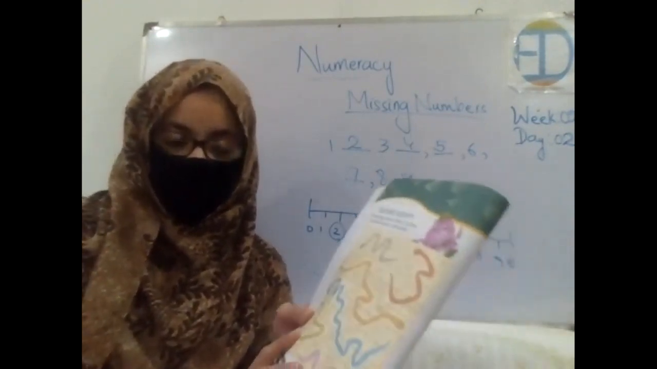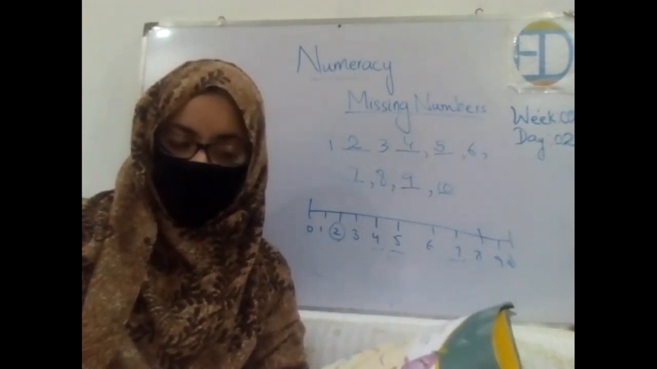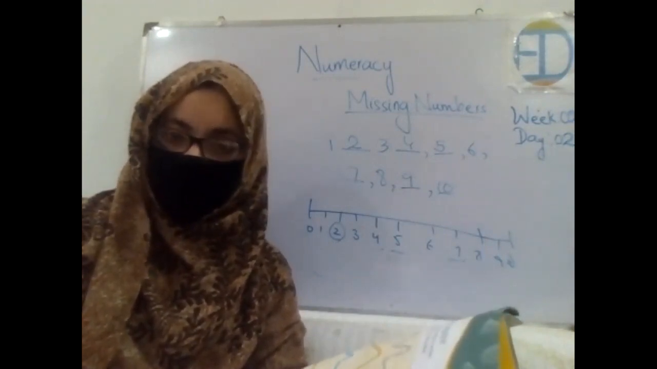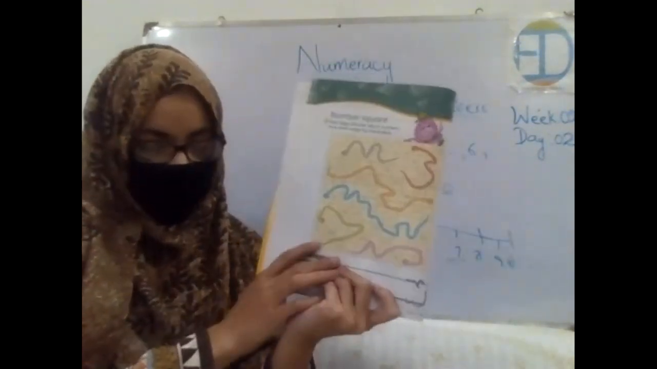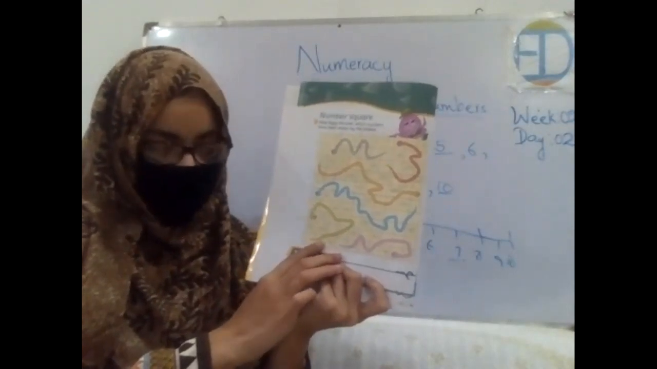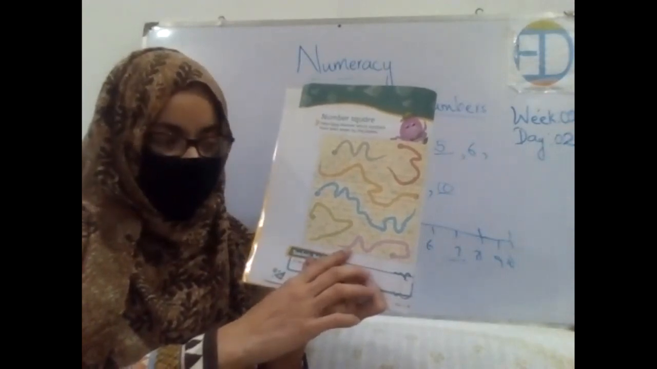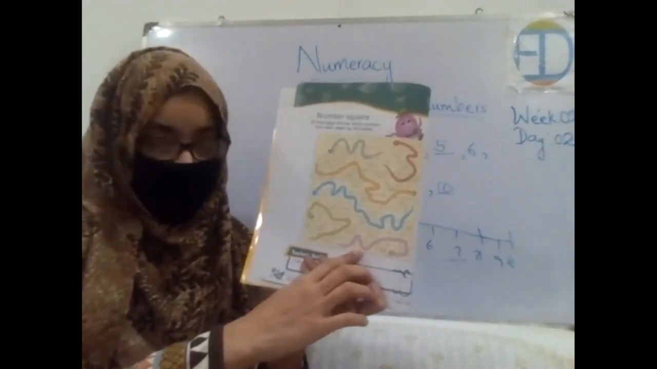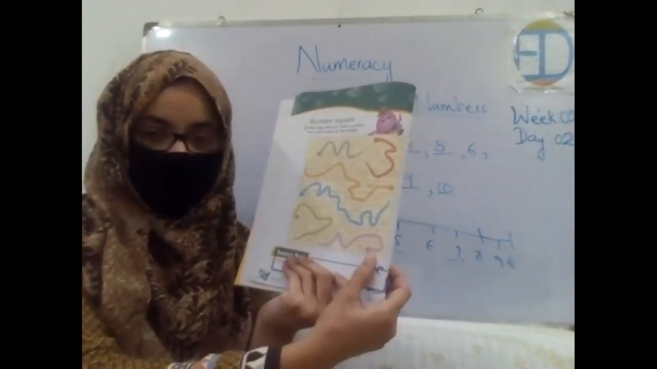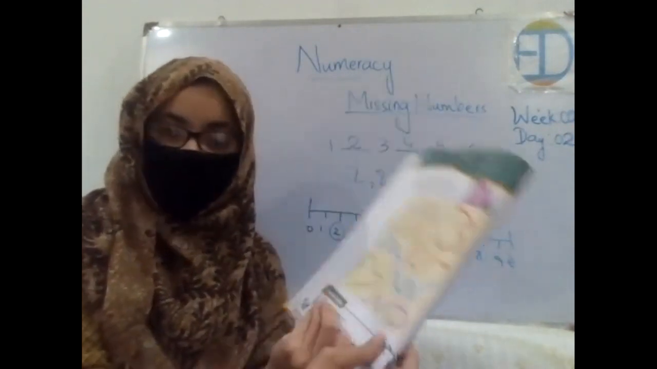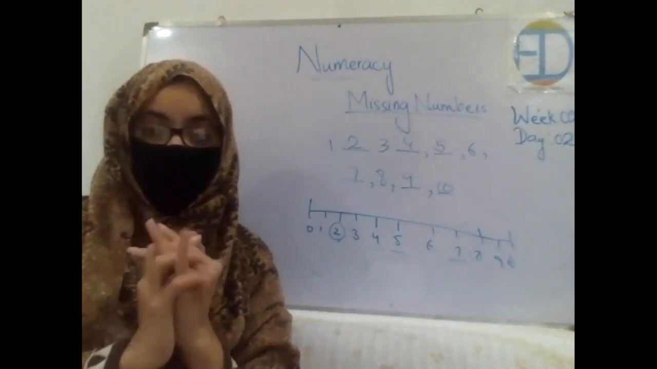Okay. Yes, Sarah, you tell me for the next one. 83, 84, 86, 88, 89, and 90. Okay, let's do the last one together. 91, 92, 93 is already there. 94, 95, 96, 97, 98 is again there. 99 and 100. Great.